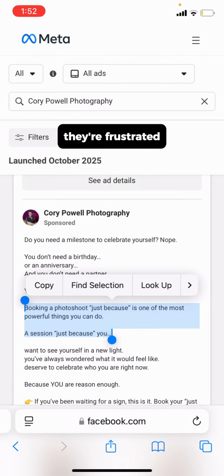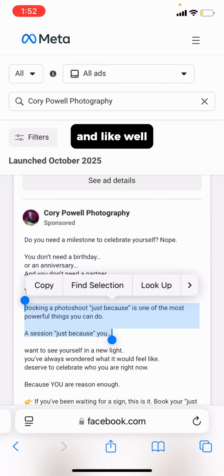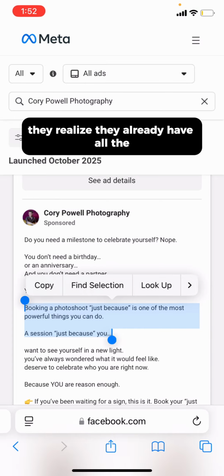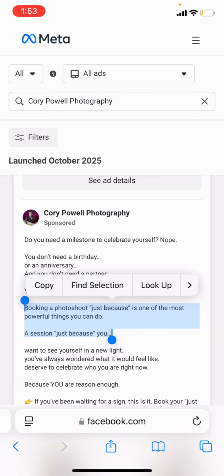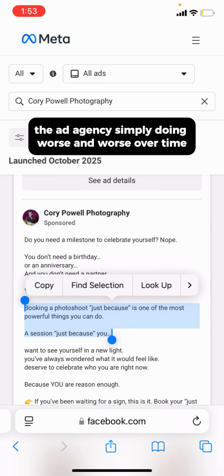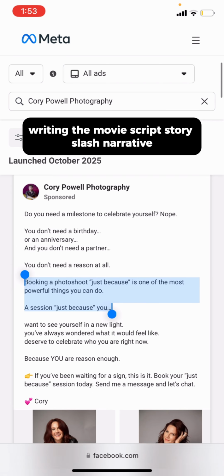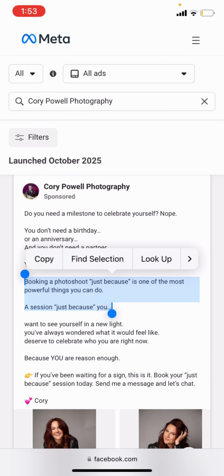They're frustrated. They got to keep paying them a bunch of money for worse and worse results over time. And they realize they already have all that ad agency's best ads. Might as well cut them loose, keep the ads in the account, and just keep running them because the ad agency is simply doing worse and worse over time. So a little bit of writing the movie script, story/narrative, empathize in there.